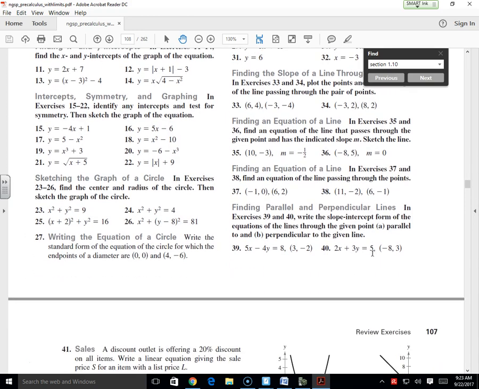And then, what's the other equation in section 1.2? Standard form of the circle. Now, are there great examples in the notes? Yes. Could it help some of you to look at those examples? Yes.